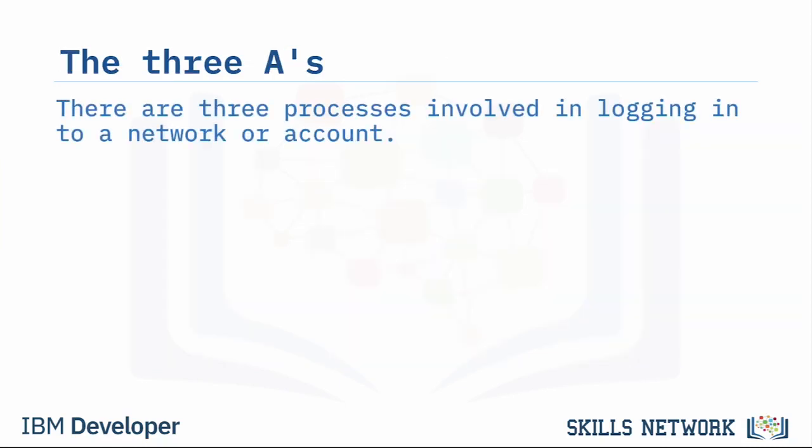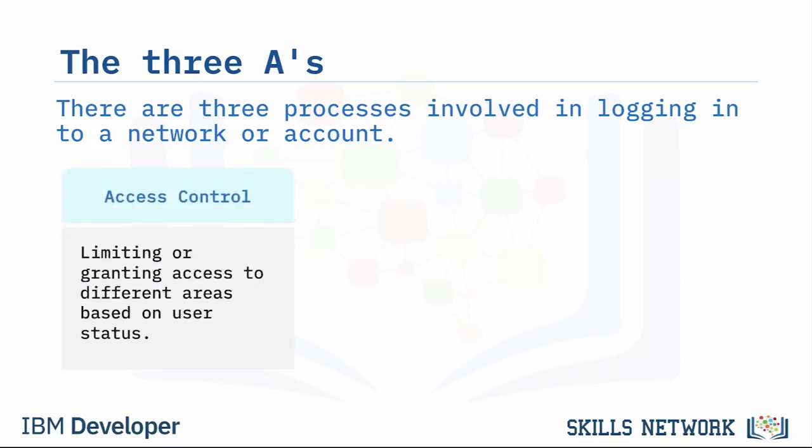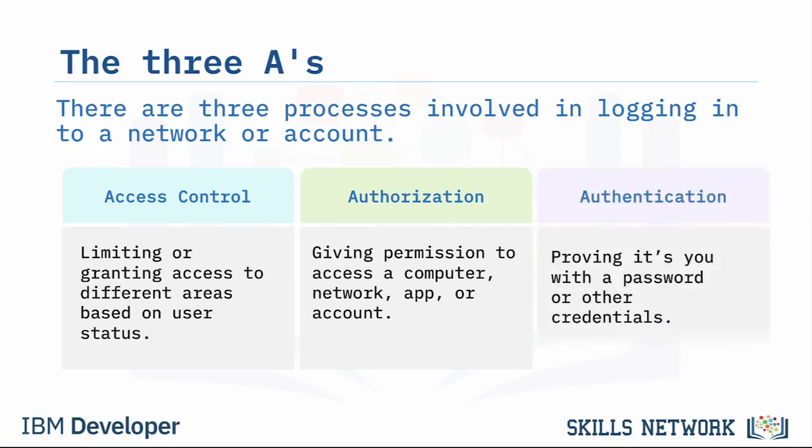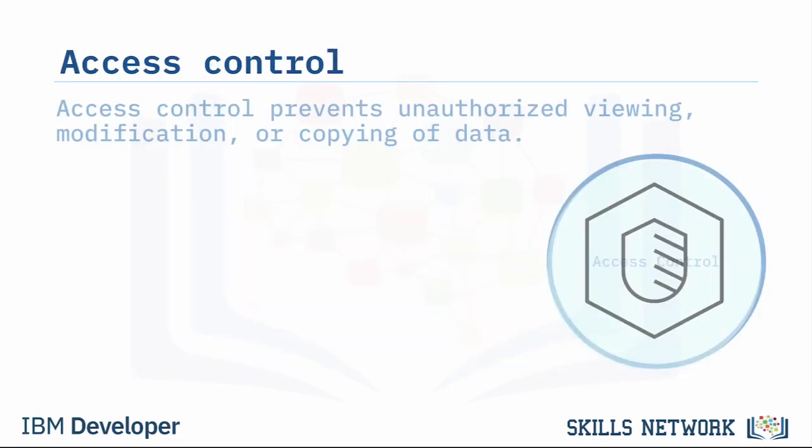There are 3 processes involved in logging into a network or account: access control, limiting or granting access to different areas based on user status; authorization, giving permission to access a computer, network, app, or account; and authentication, proving it's you with a password or other credentials.